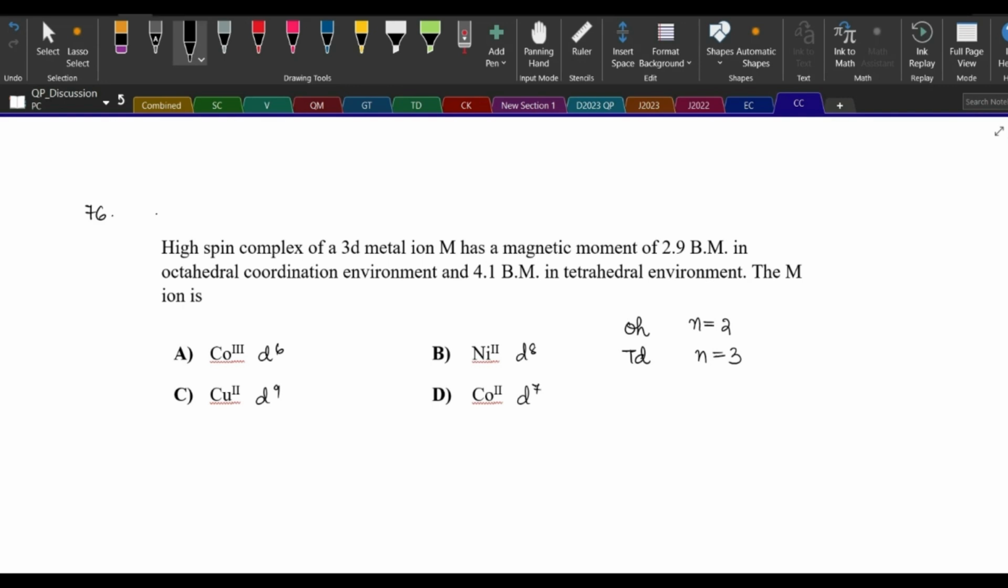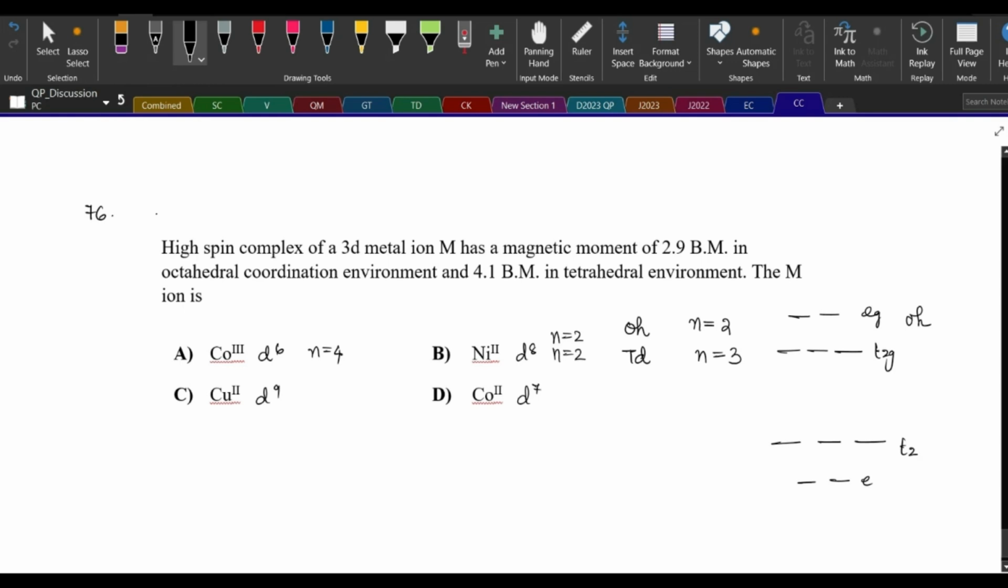See, cobalt 3 plus D6 ആണ് പറഞ്ഞിട്ടുള്ളത്. You have N is equal to 4 octahedral. ഇതല്ല. Nickel plus 2 D8 സിസ്റ്റത്തില് unpaired electrons 2, tetrahedralum it will have 2. അല്ലേ? T2G EG, this is octahedral, and EP2 ഇങ്ങനെയാണ് tetrahedral. D8 നിങ്ങൾ എങ്ങനെ നിറച്ചാലും it's going to have 2 electrons each. Correct? ഇത് നിങ്ങൾ എങ്ങനെ നിറച്ചാലും you will have 1 electron each. What about D7?